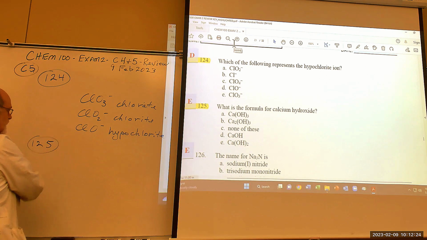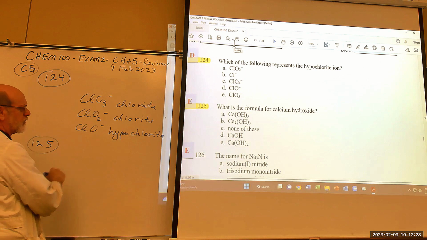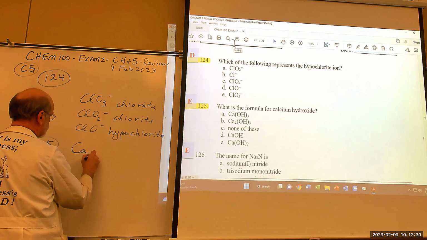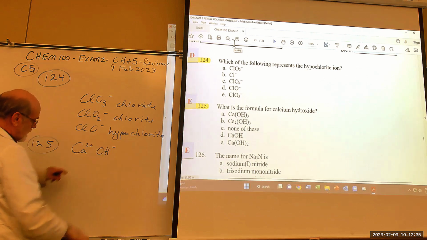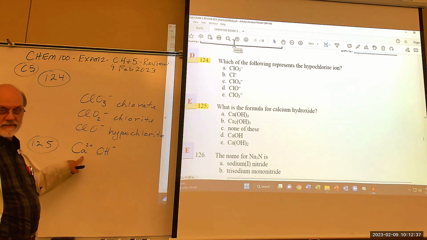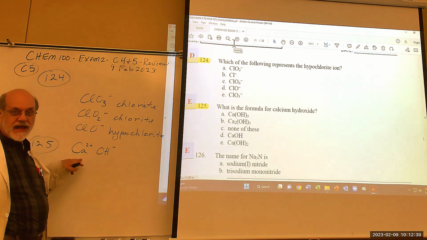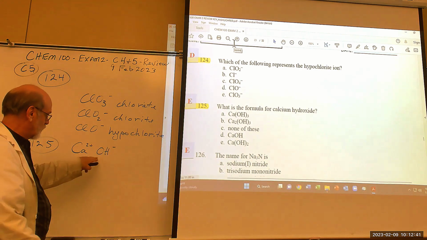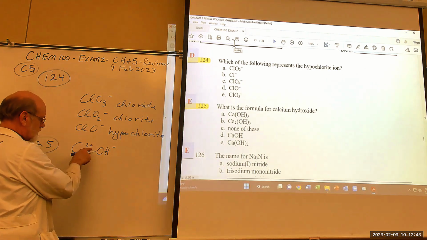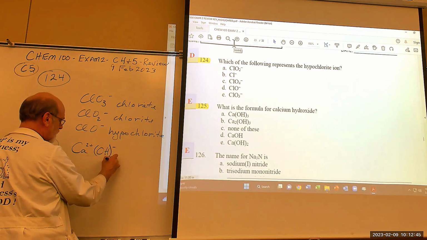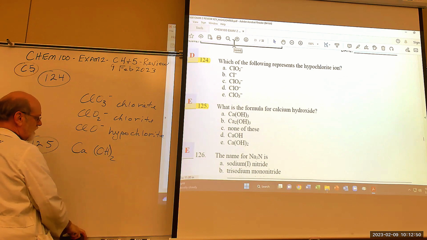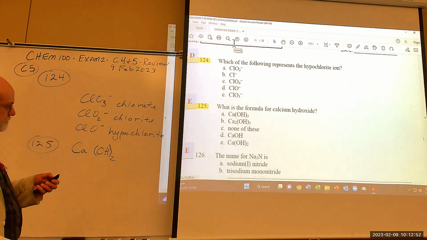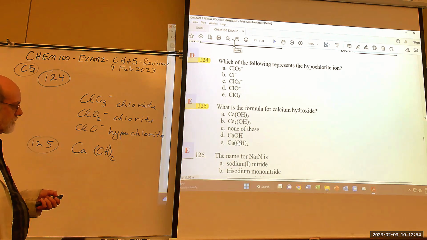ClO minus, which is D. 125. How about that one? What's the formula for calcium hydroxide? Didn't we do this one before? Hydroxide is a -1. Calcium is a 2+. That's an alkaline earth. This is a type 1 compound with a polyatomic. So we need two of these hydroxides to balance the charges. That's the way you would look for it. Right there.